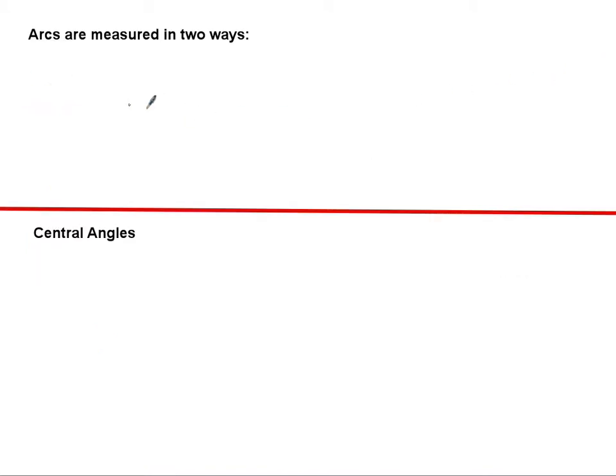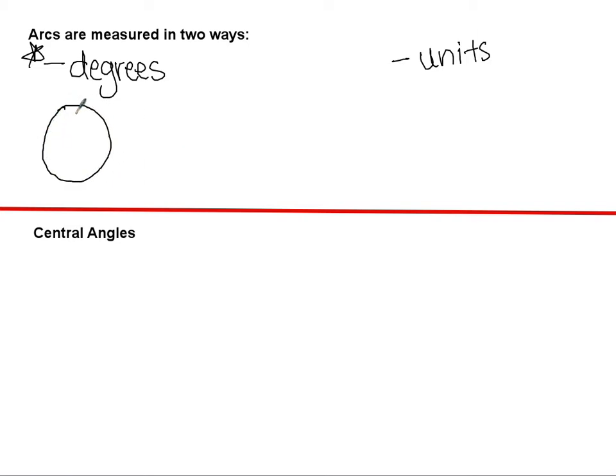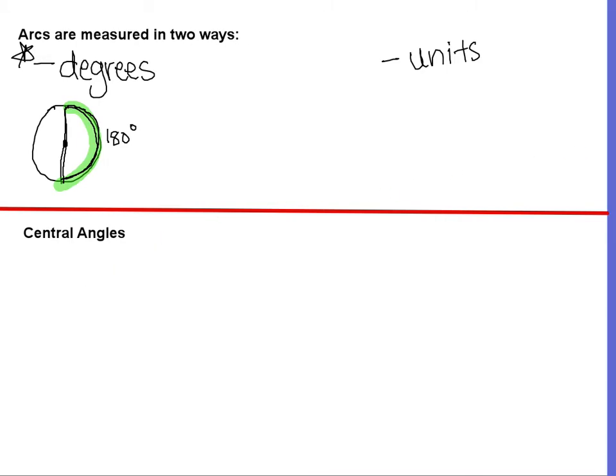When we measure an arc, it's measured in 2 ways. We measure it in degrees, and then we'll also measure it in units. We're just going to talk about degrees in this video. You saw me speak of the semicircle, where the semicircle was 180 degrees. If you think 180 is half of 360, that 180 degree arc has a relationship with that diameter. If we were to look at the diameter of a circle, let me draw a circle.